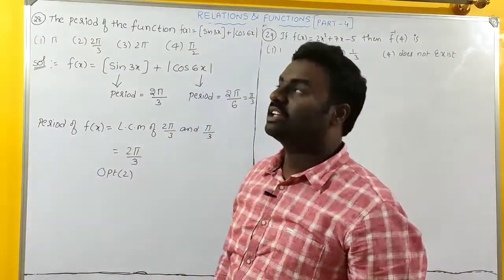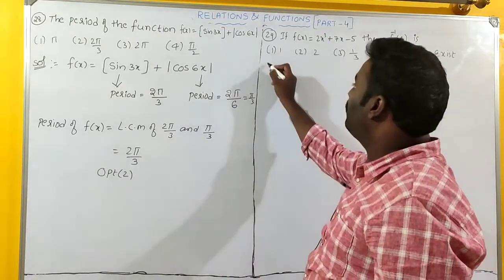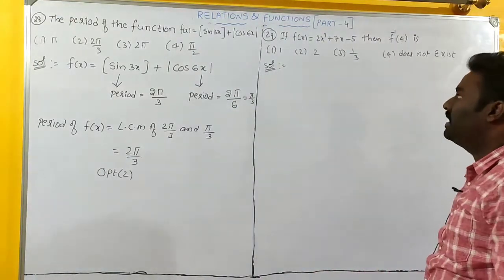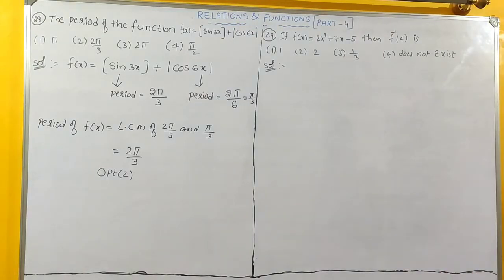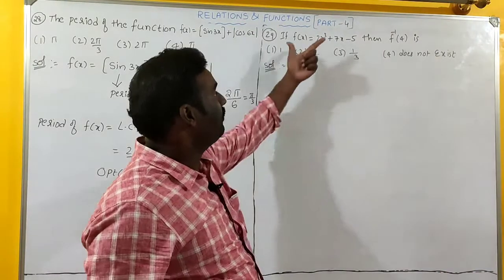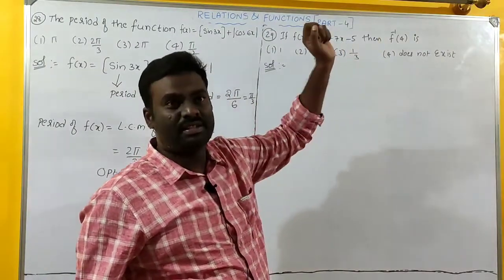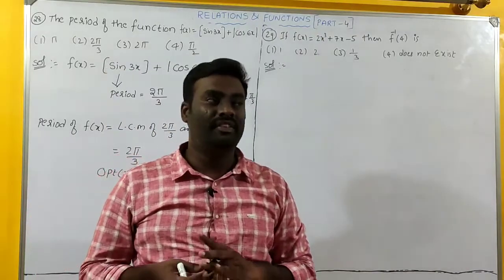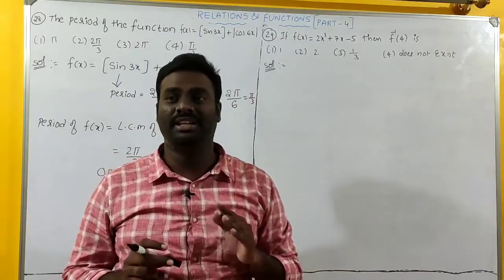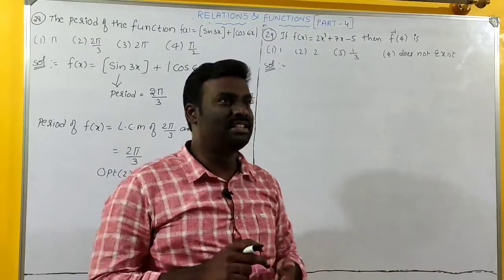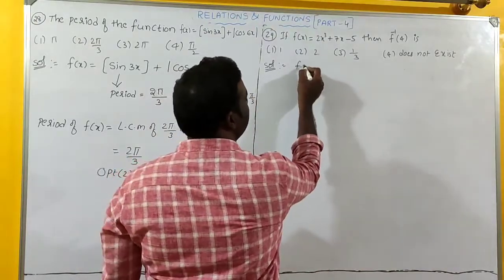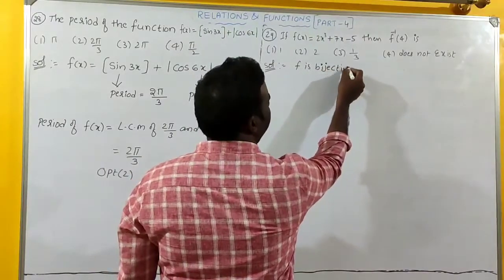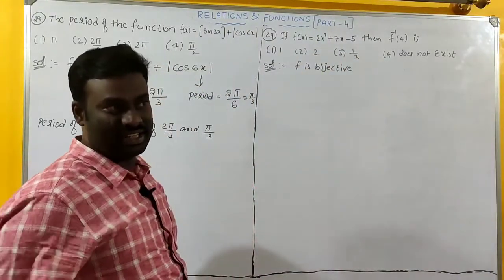Coming to the next question. If f of x is equal to 2x cube plus 7x minus 5, then we need to find f inverse of 4. F of x is given, we need to find the inverse. So the inverse exists if the function is both one-one and onto, that is nothing but bijective, then only the inverse exists. So here f is bijective, then only the inverse exists.